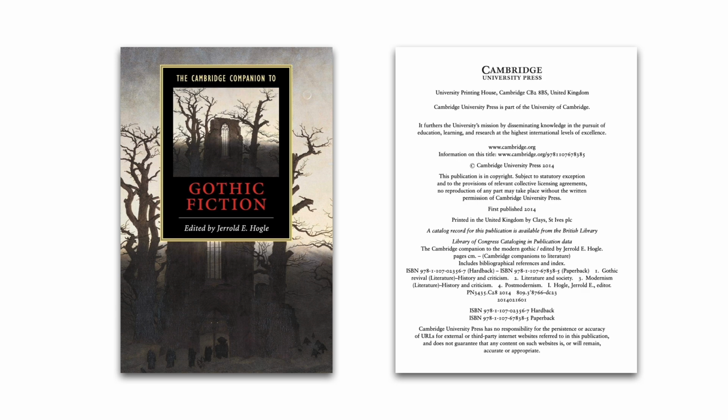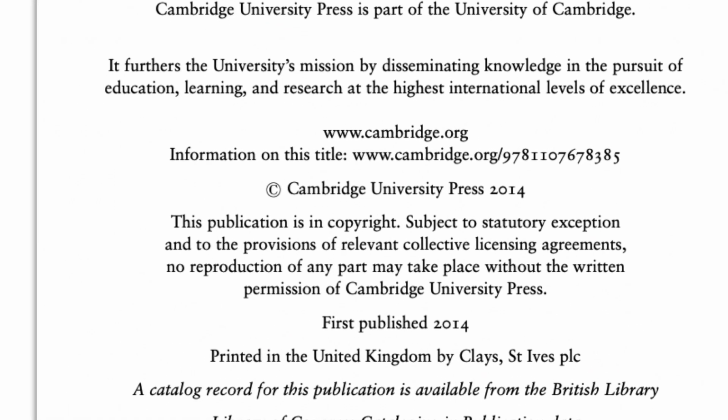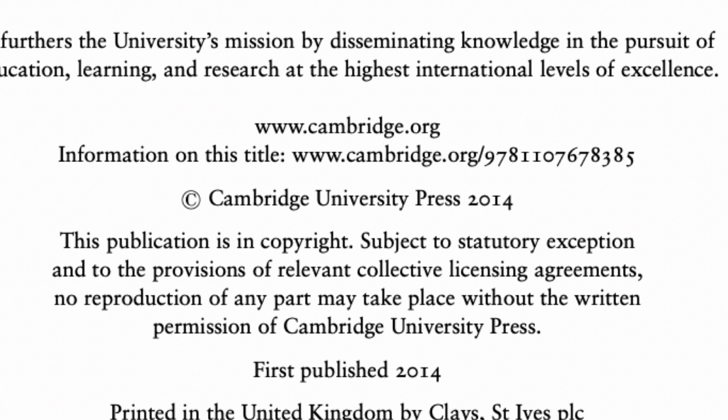But they know that they must consider any potential copyright issues, so they turn to the copyright page of Hogle's Gothic Fiction to see what, if any, restrictions there might be. There they see that the Cambridge University Press has clearly copyrighted Hogle's book. This publication is in copyright, subject to statutory exceptions and to the provisions of relevant collective agreements. No reproduction of any part may take place without the written permission of Cambridge University Press.